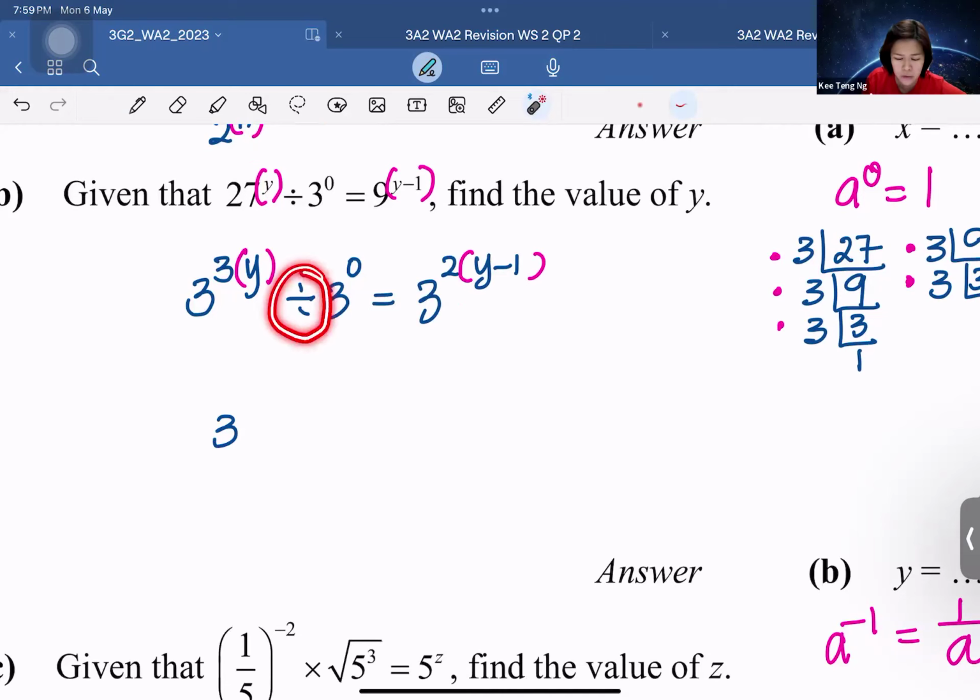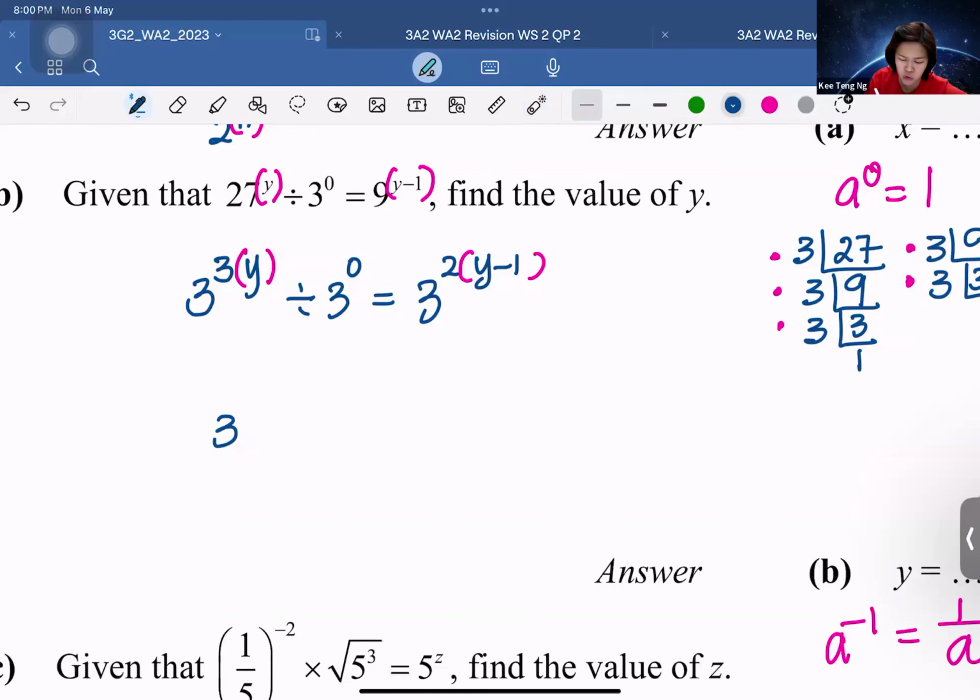When we have division, what happens to my power? You can choose not to show the calculation on the calculator. You can write it directly, but if you count wrongly, then too bad. Okay, yes. So when we have division, what happens to the power? They subtract each other, right?